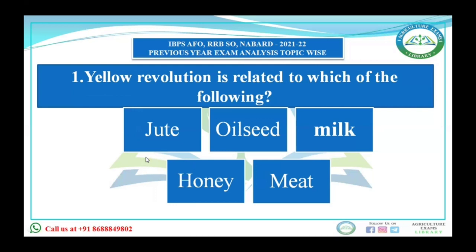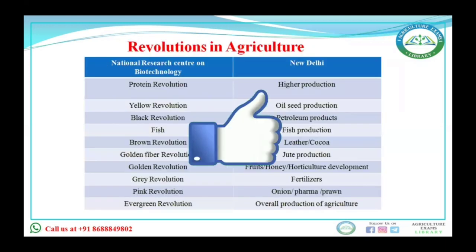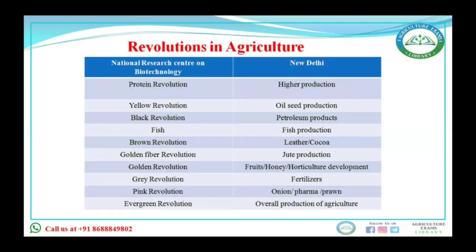First question that was asked: yellow revolution is related to which of the following? There have been various revolutions in the agriculture sector. The options are jute, oilseed, milk, honey, and meat. Suppose you talk about the protein revolution, it is for higher production. The yellow revolution is for oilseed production. The black revolution is for petroleum products.